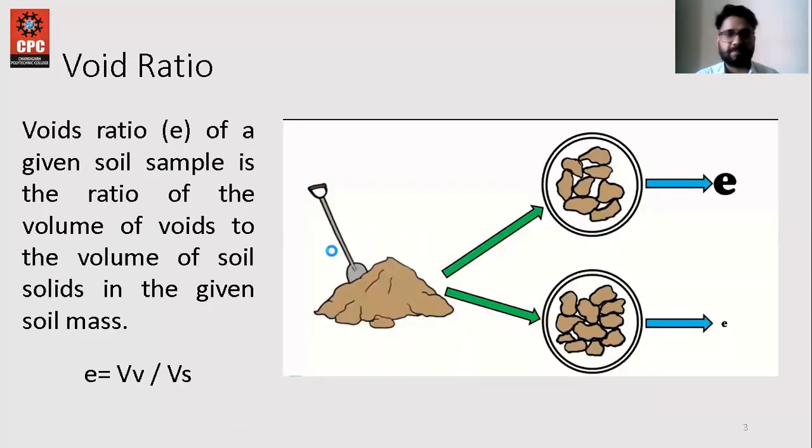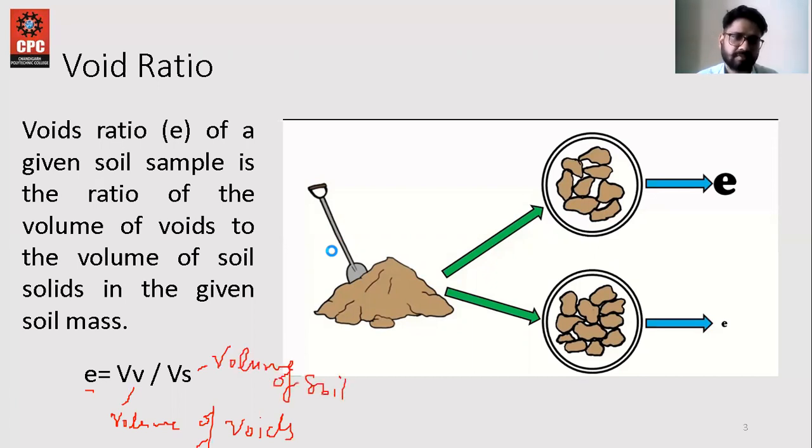Our chapter name is physical properties of soil. The first physical property is the void ratio. The void ratio of a given soil sample is the ratio of the volume of voids to the volume of soil solids in the given soil mass. So you can see from here that e = Vv / Vs, where Vv is the volume of voids, Vs is the volume of soil solids, and e is the void ratio.